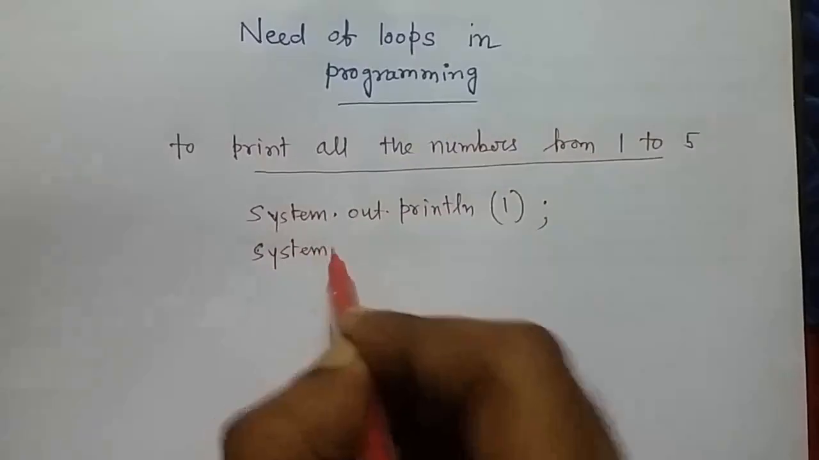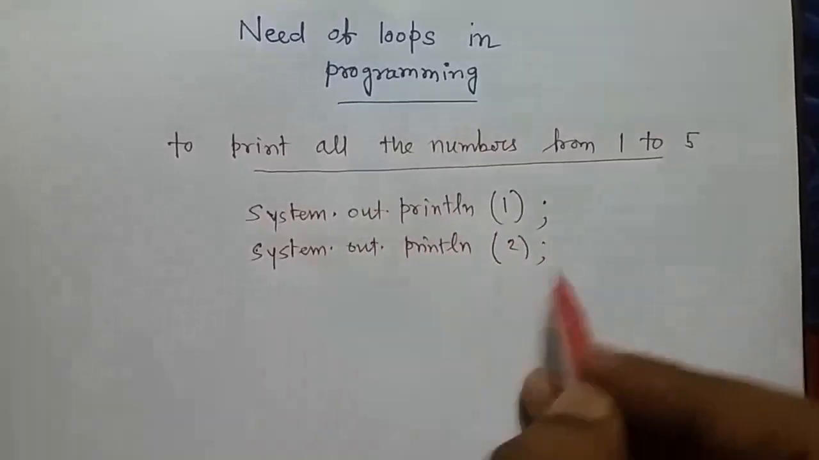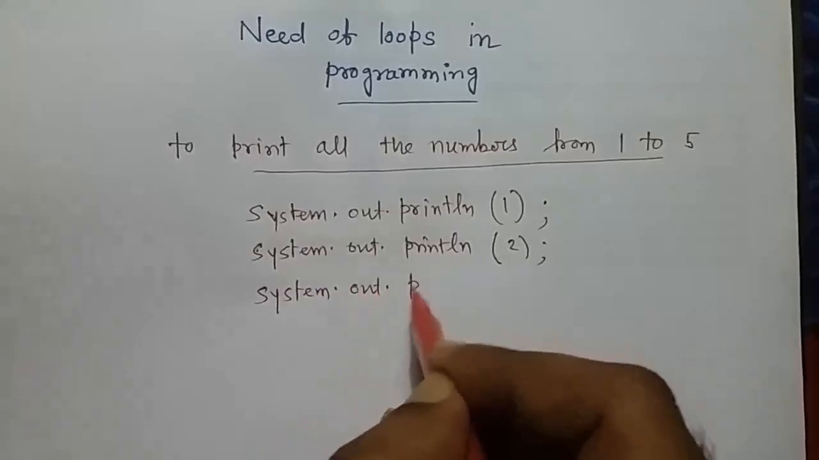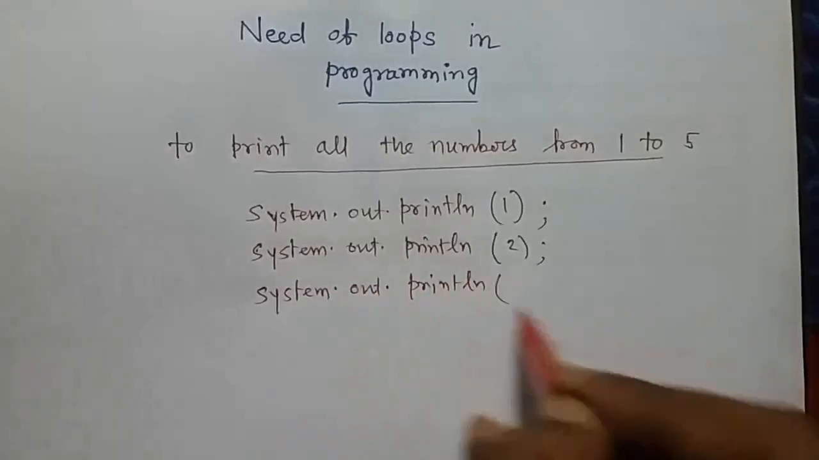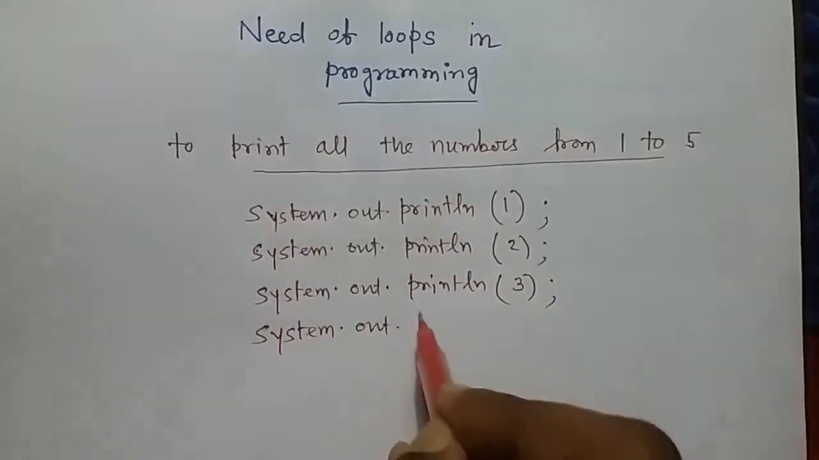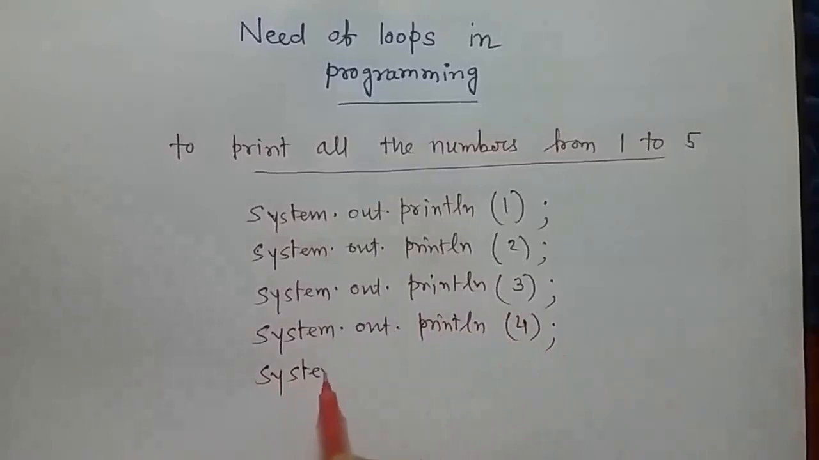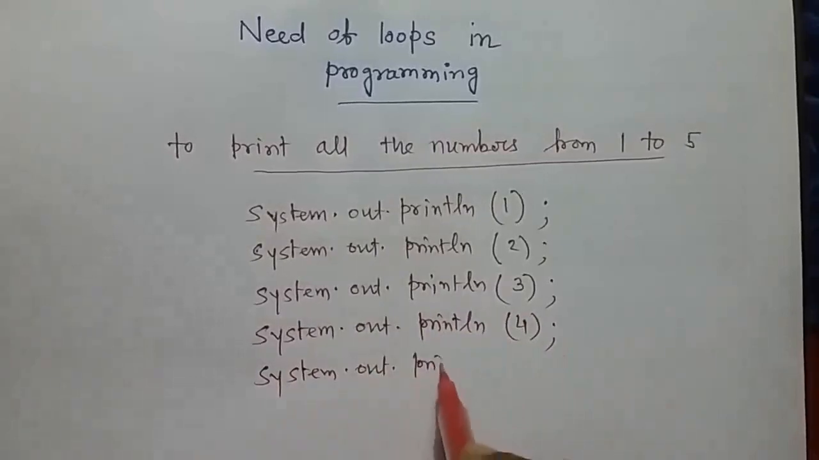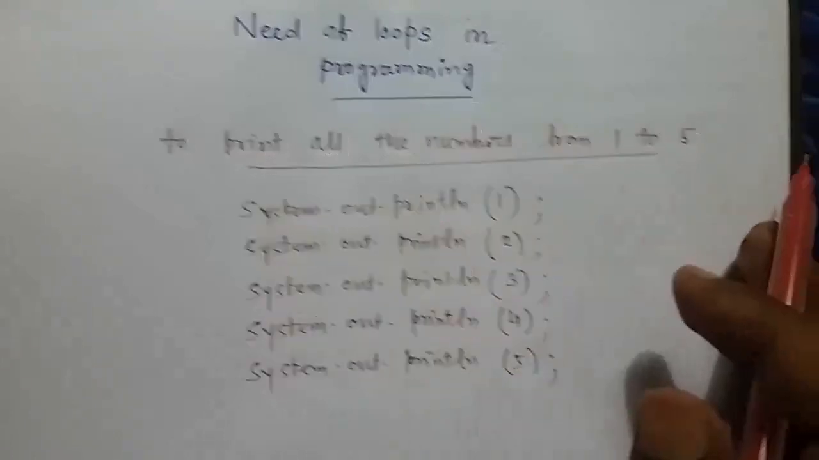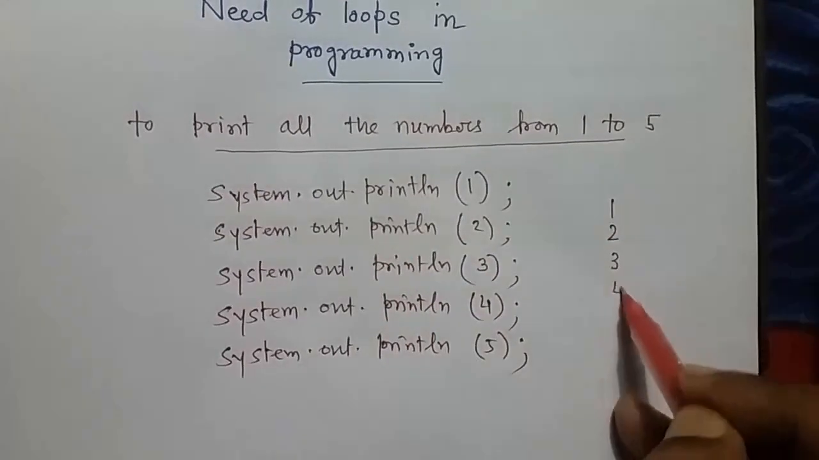Next one, System.out.println(2), to print the natural number 2. Next, System.out.println(3). Next, System.out.println(4), and at last System.out.println(5). So this set of statements will give the output as 1, 2, 3, 4, 5.